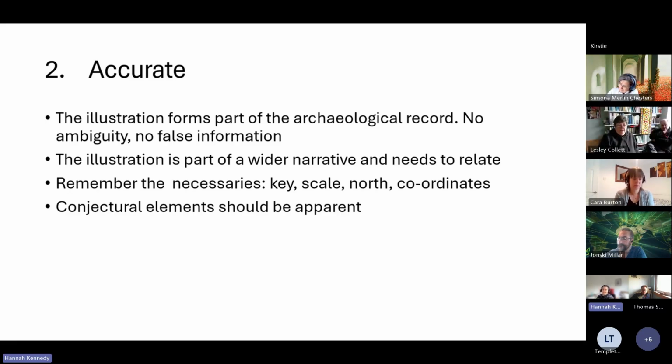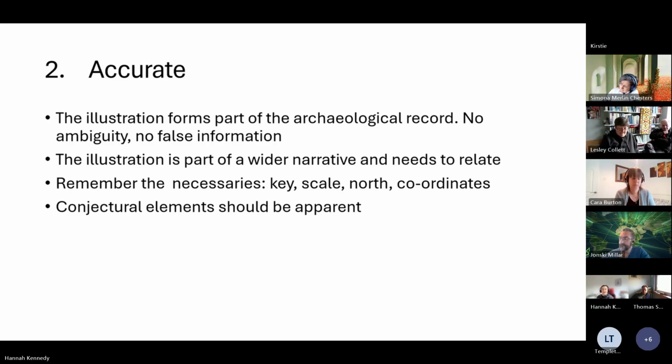The other elements of accuracy relate to the fact that this illustration or narrative is, as I say, part of the archaeological record, which means that it's likely to end up in an archive. In terms of making sure that it can consistently contribute to the archaeological record, things like your key, your scale, your north arrow, your coordinates are all fundamental to ensuring that the legacy of this interpretation goes forwards and can still be useful, you know, infinite time from now.